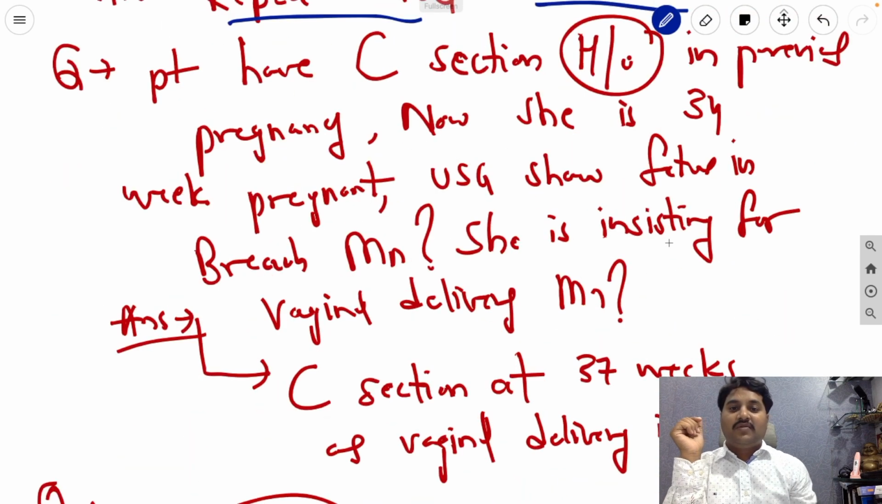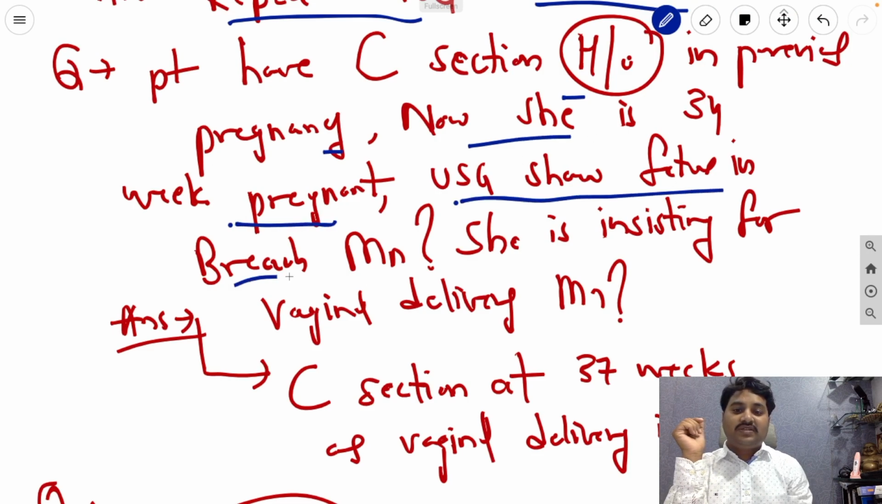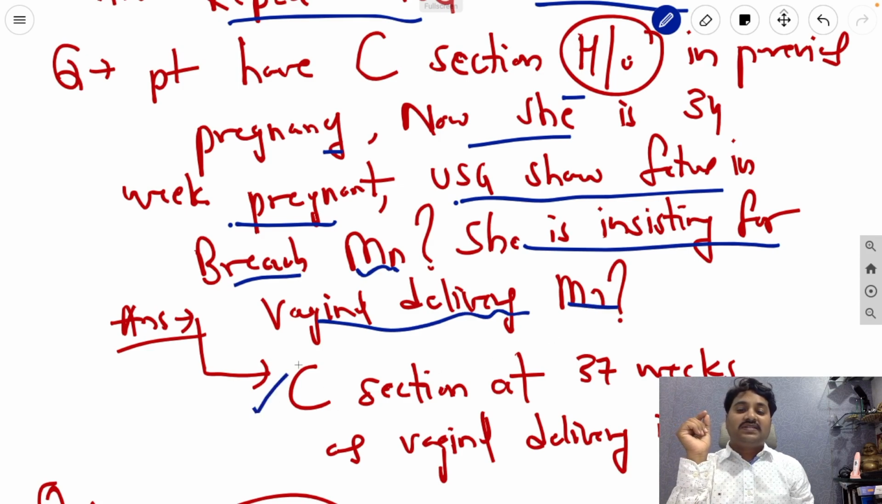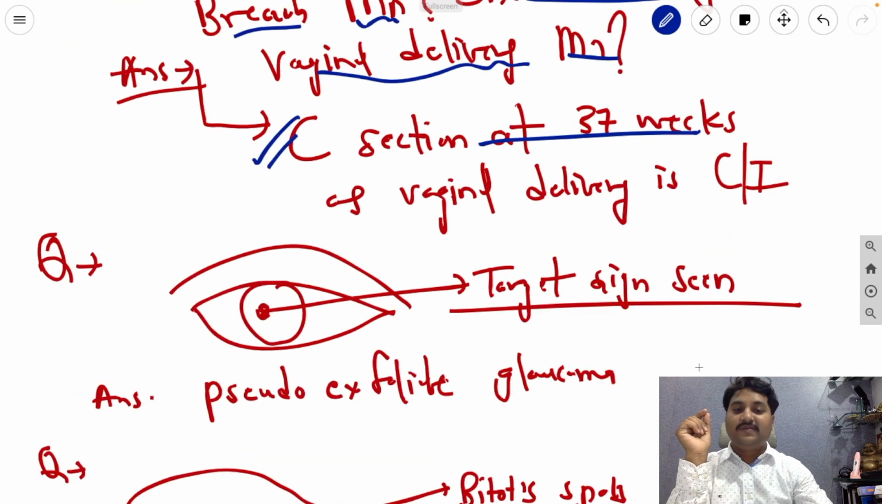Next question is, a patient with a C-section history in the previous pregnancy. Now she is again 34 weeks pregnant. Now USG shows fetus in the breech. One more thing, the patient is insisting for vaginal delivery. So the management is again the C-section, we will do at 37 weeks, as vaginal delivery is contraindicated.